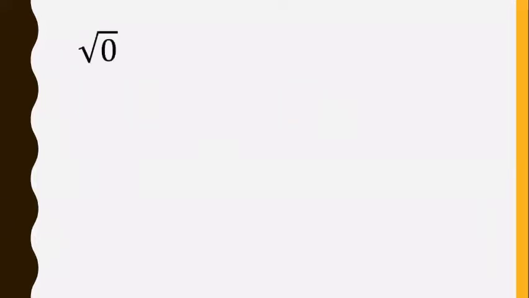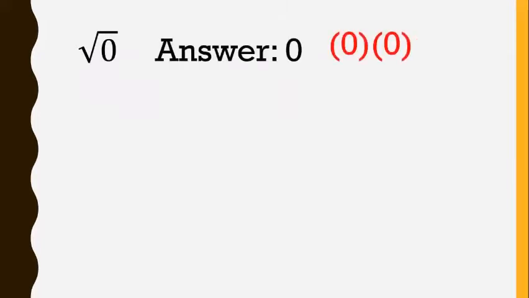How about the square root of 0? The answer is 0. Why? It's because 0 times 0 is 0. So, the square root of 0 is also 0.